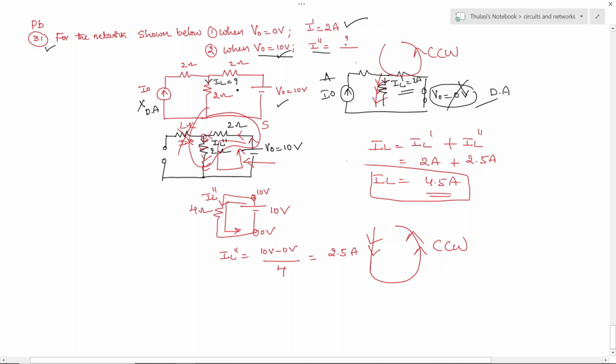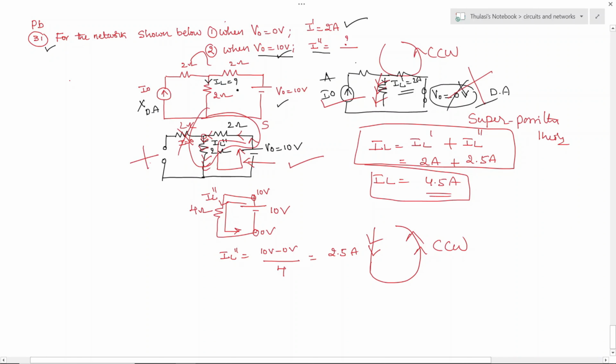Hope you had understood the problem. This is how to find the solution by using a principle. This way of addition is called superposition. That's why this theorem is called superposition theorem. You can see the procedure: this source is activated, this source is deactivated. Later this source is activated, this is deactivated, and we find the currents. This process is called the superposition method. So hope we found the solution for the given problem IL dash.